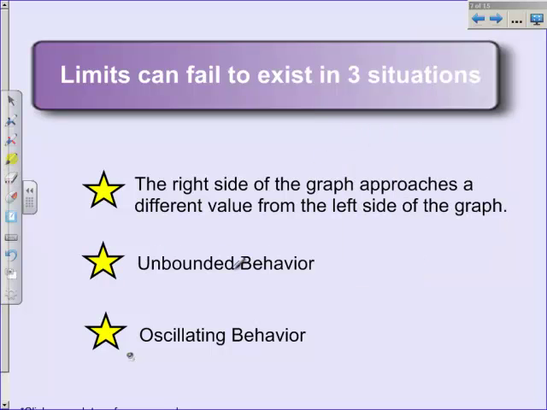If you have unbounded behavior, this means the graph is heading straight up or straight down, like up to infinity or down to negative infinity, or if you have oscillating behavior.